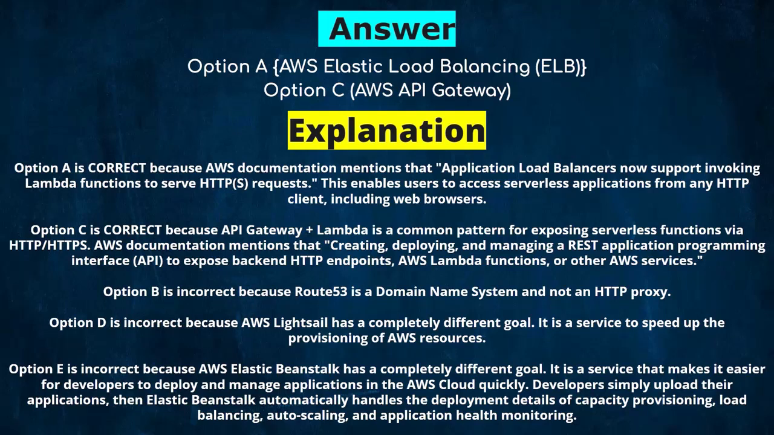It is a service to speed up the provisioning of AWS resources. Option E is incorrect because AWS Elastic Beanstalk has a completely different goal. It's a service that makes it easier for developers to deploy and manage applications in the AWS cloud quickly. Developers simply upload their applications. Then Elastic Beanstalk automatically handles the deployment, details of capacity provisioning, load balancing, auto-scaling, and application health monitoring.